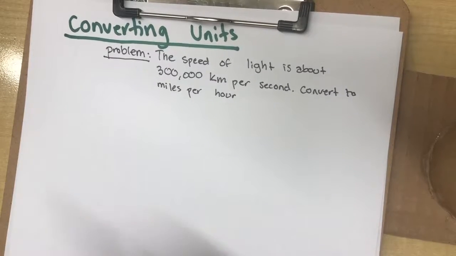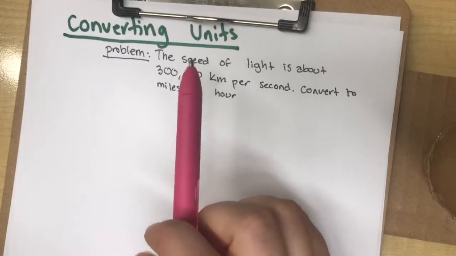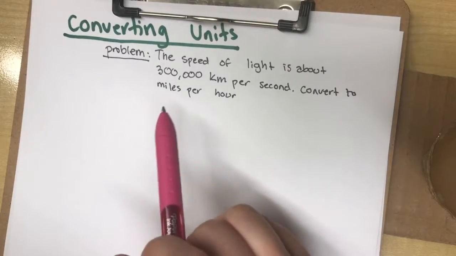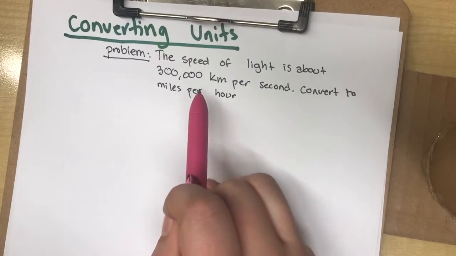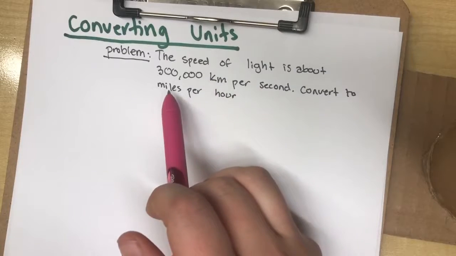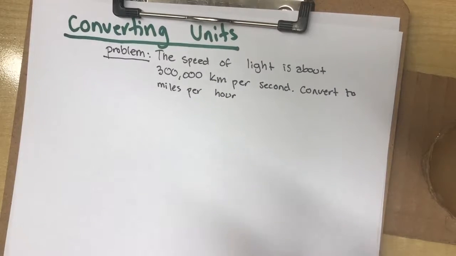Okay, so today we're going to be looking at converting units. And our problem is the speed of light is about 300,000 kilometers per second. Convert this speed to miles per hour. Okay, so before I do anything, I need to know some conversion factors.